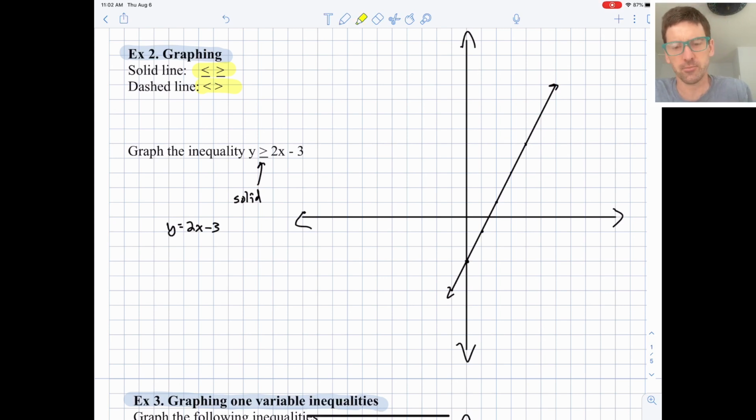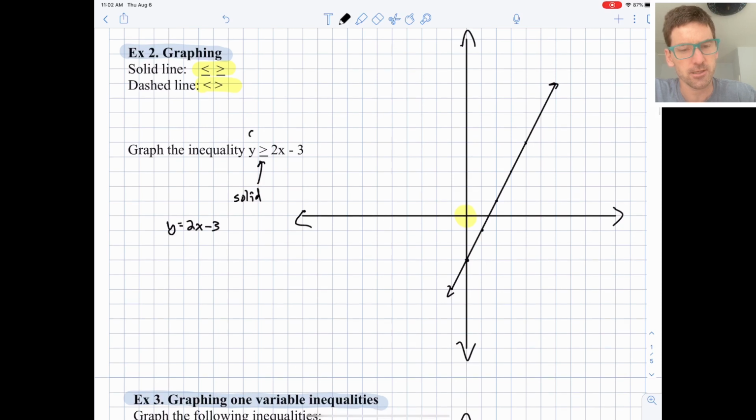The easiest point to always pick is that 0, 0 point, the origin. So let's plug in 0, 0. Let's see if 0, 0 works. Is 0 greater than or equal to 2 times 0 minus 3? Is 0 greater than or equal to negative 3? Yes, it is. So that means the point 0, 0 is a part of our solution set.